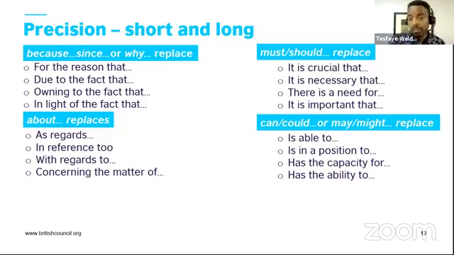About, as you can see, must. It is crucial that. Can, could, may, might replace. For example, can, could can be replaced by is able to, which can be replaced by can or could. Short, easy to understand. The longer, remember, the harder to understand for the reader. So it's better not to complicate things for the reader, because as I said earlier, it's all about the reader.